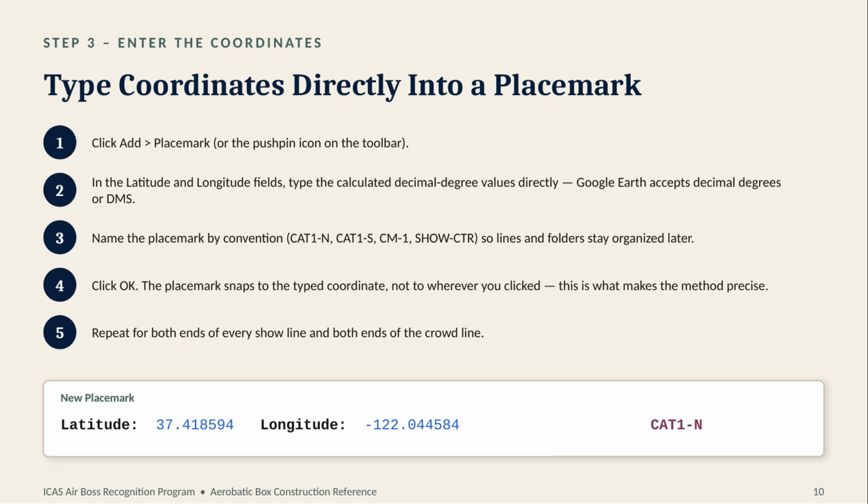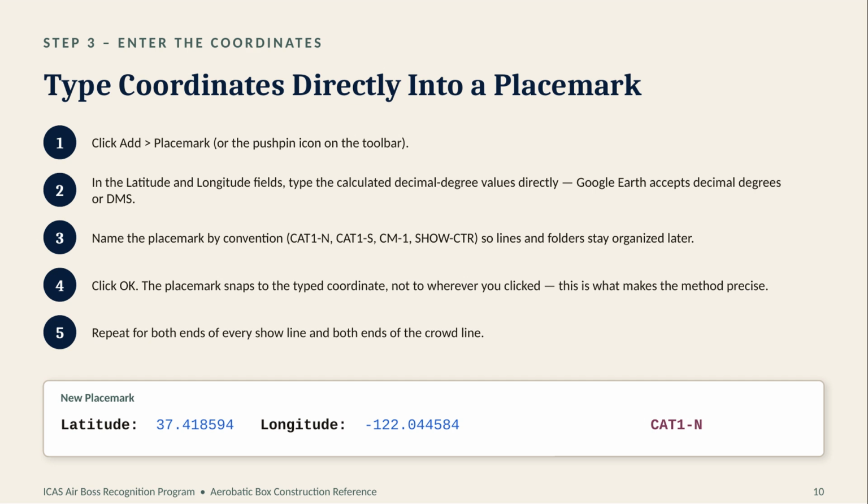First, click Add, then Placemark, or use the pushpin icon on the toolbar. Second, in the latitude and longitude fields, type the calculated decimal degree values directly. Google Earth accepts either decimal or degrees, minutes, seconds format, but stick with decimal degrees since that's what your worksheet math produces. Third, name the placemark by convention. Things like Cat1N, Cat1S, CM1, or Show CTR, so that lines and folders stay organized once you get further into the build. Fourth, click OK.